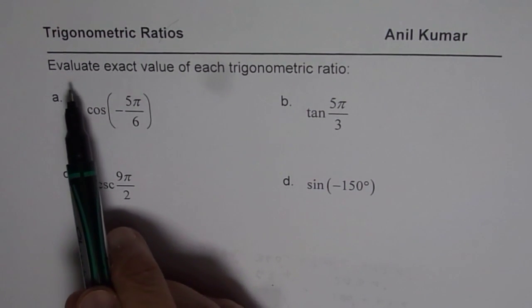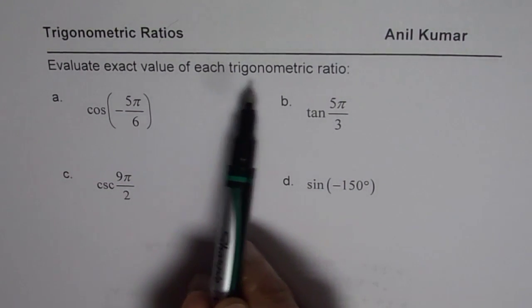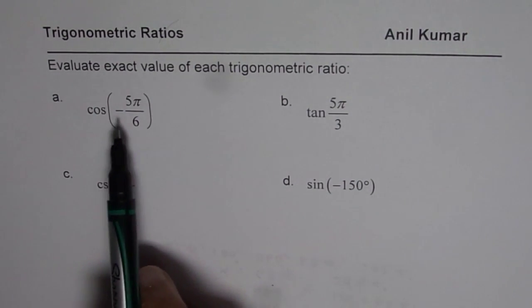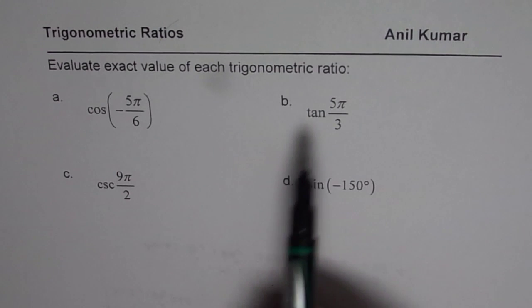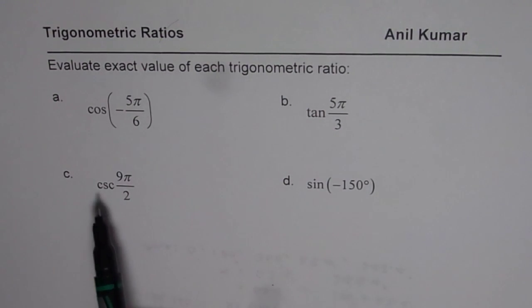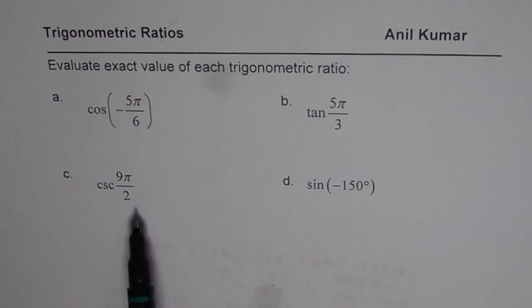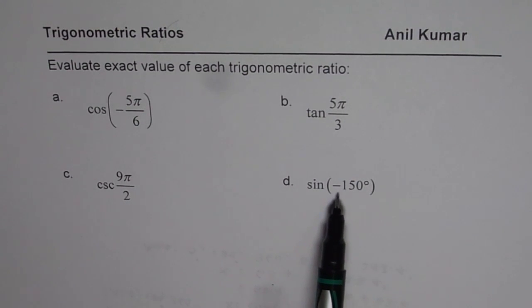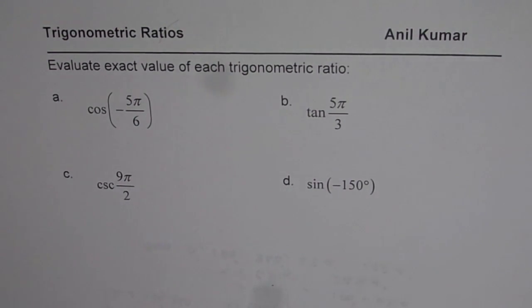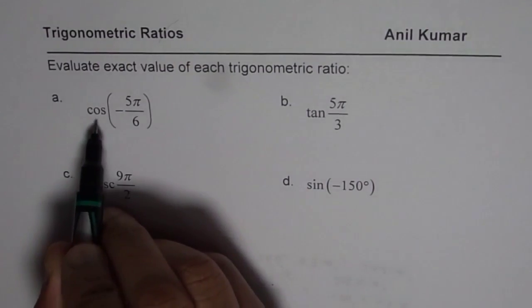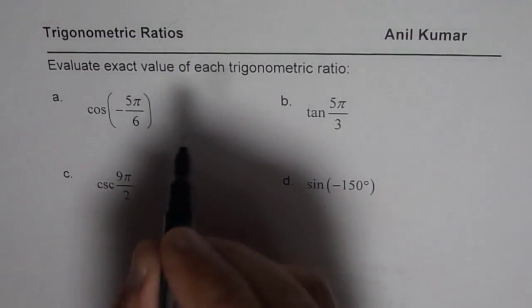Question is, evaluate exact value of each trigonometric ratio. Cos of minus 5 pi by 6, tan of 5 pi by 3, cosecant 9 pi by 2, and sine of minus 150 degrees. Okay, so let's begin with cos of minus 5 pi by 6.